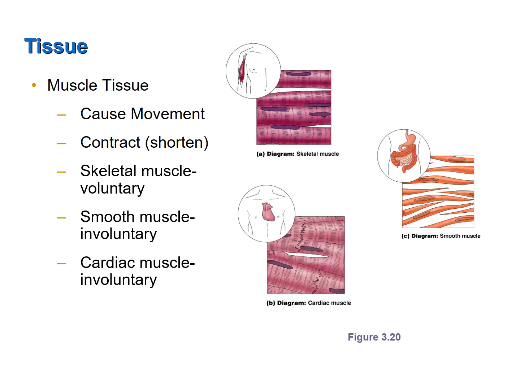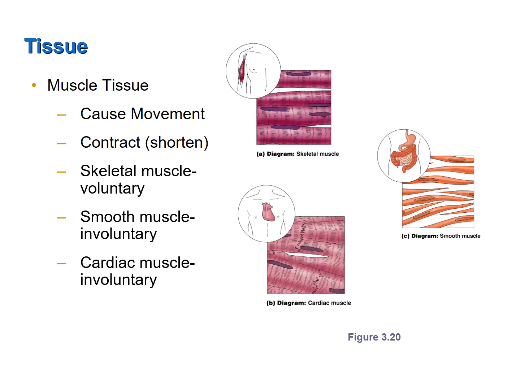The final type of muscle tissue is cardiac muscle tissue. Cardiac muscle tissue, like smooth muscle tissue, is not subject to voluntary control. Cardiac muscle tissue is found in one location and one location only, that is the heart. There it serves to move blood through the cardiovascular system.